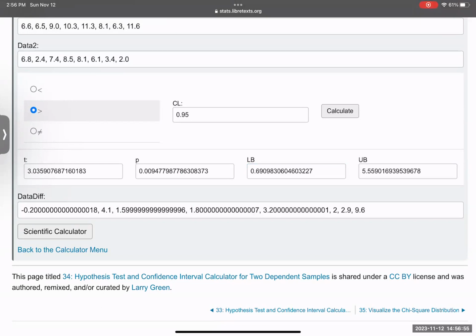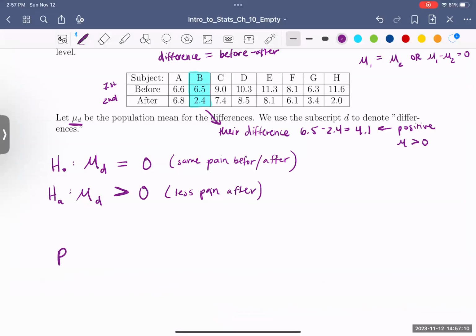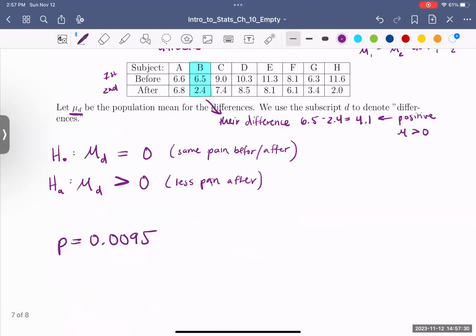All right, we get a t-score of 3.0359 and a p-value of 0.0095. All right, we were comparing that to our alpha. Our alpha is our level of significance. And again, we ran this at a 5% significance level. So that means alpha is 0.05.